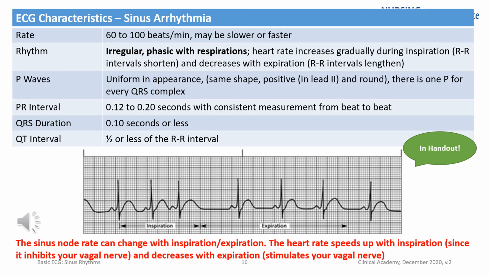The P waves are uniform, they're usually the same looking with every QRS complex, and you see the PR interval, QRS duration, and QT are the same as other sinus rhythms. And if you notice in the strip below, you can see that the sinus node rate can change with inspiration and expiration. It will speed up with inspiration as you inhibit the vagal nerve and decrease with expiration as you stimulate the vagus nerve.